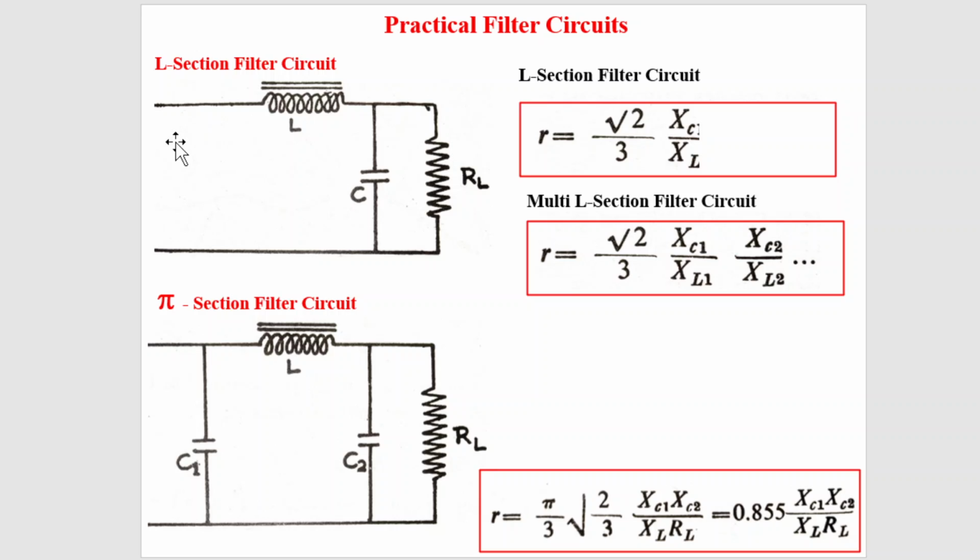One can use many L sections, meaning if you connect another capacitor and inductor, 2 L shape, 3 L shape, 4 L shape, 5 L shape, then that is known as the multi L section filter. In the case of multi L section, the formula remains the same, you just multiply with C1, L1, C2, L2, C3, L3. So XC1 divided by XL1, XC2 divided by XL2, similarly XCN by XLN. Multi L section gives a smoother output, but still there is some variation because we are getting some ripple factor.